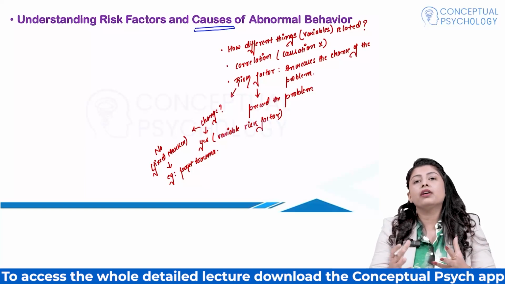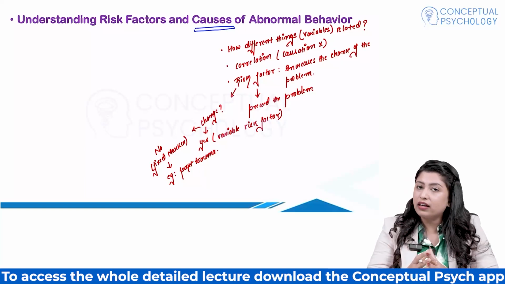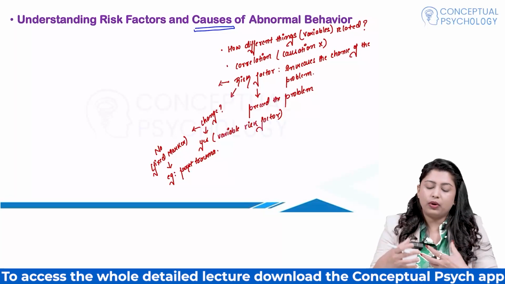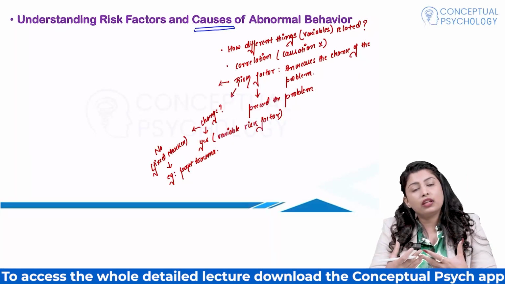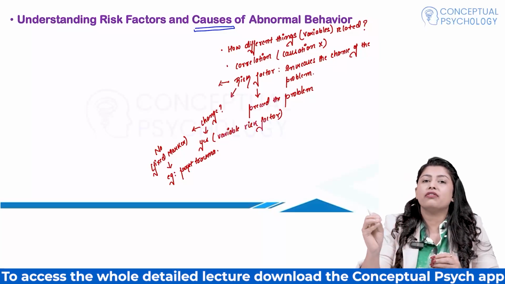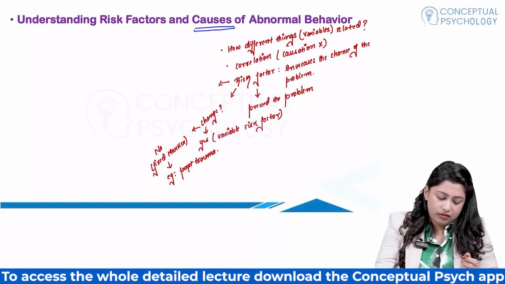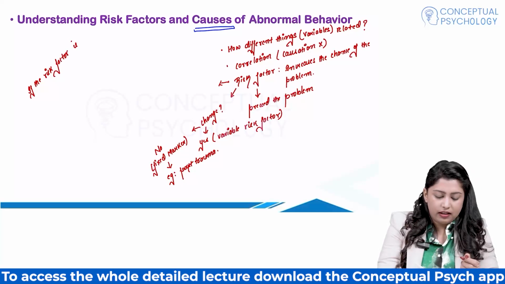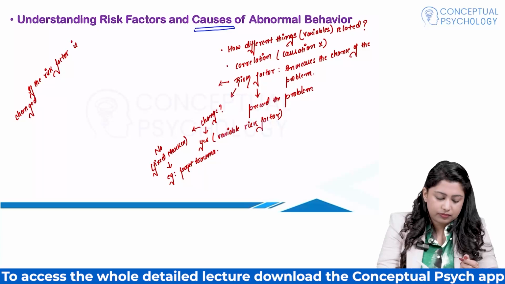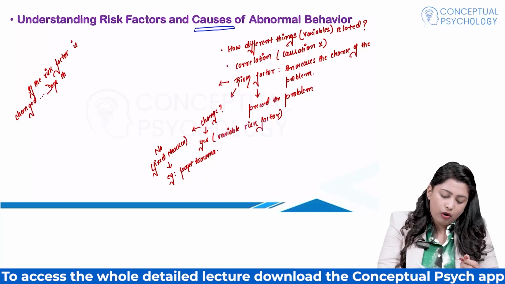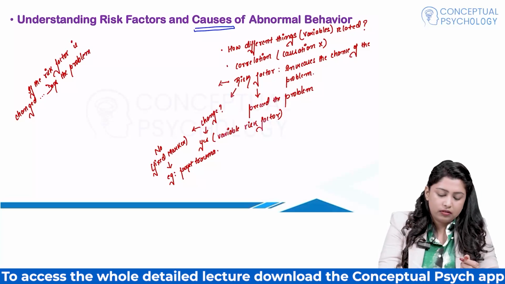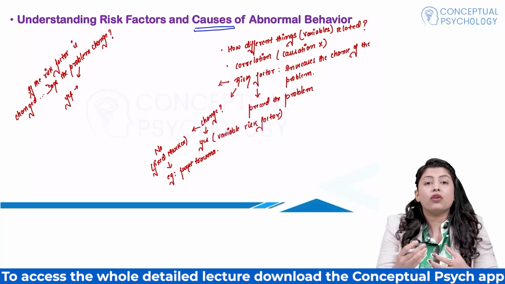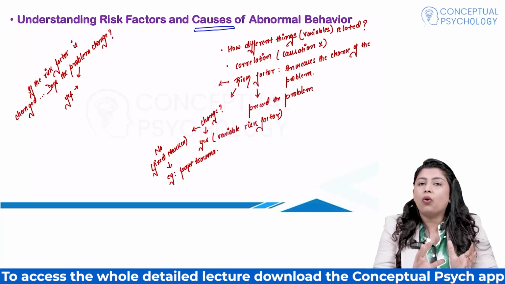So finally, the big question is, if we change the risk factor, does the problem also change? Let's just say we changed the risk factor. It was a variable risk factor, but now will the problem also change? If yes, then it's a causal risk factor. So if the risk factor is changed, does the problem change? If your answer is yes, then it is a causal risk factor.